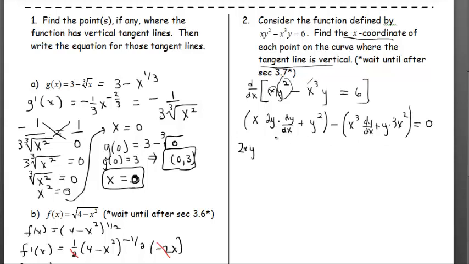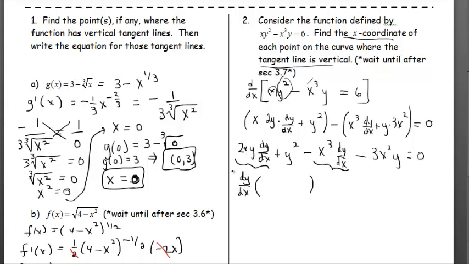So I'm going to clean this up right here. I'm going to distribute the negative sign. I'm going to gather up the dy/dx terms and factor out dy/dx. So that would be in this term and in this term. So quantity 2xy minus x cubed. And I still have plus y squared and minus 3x squared y.